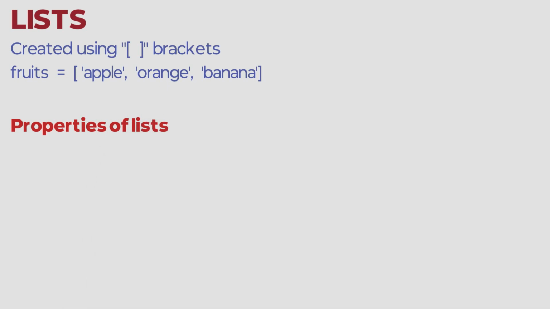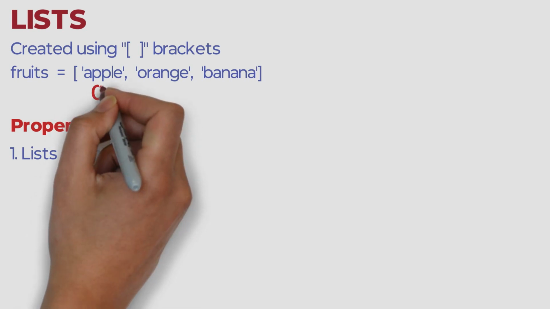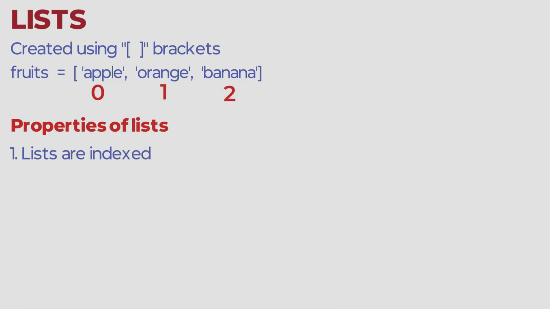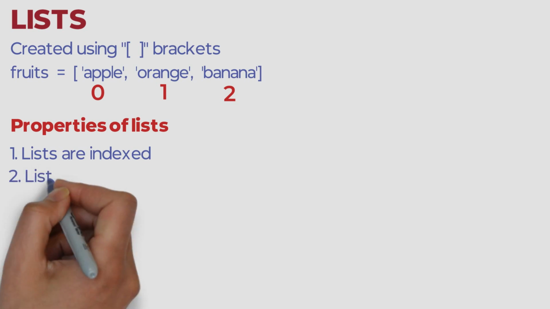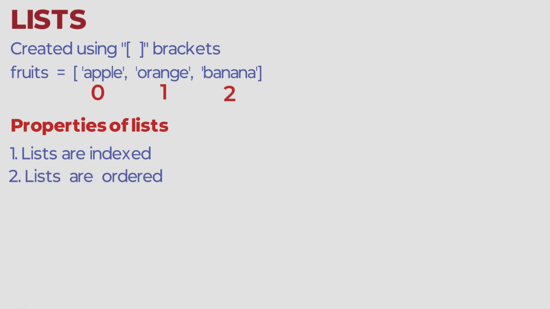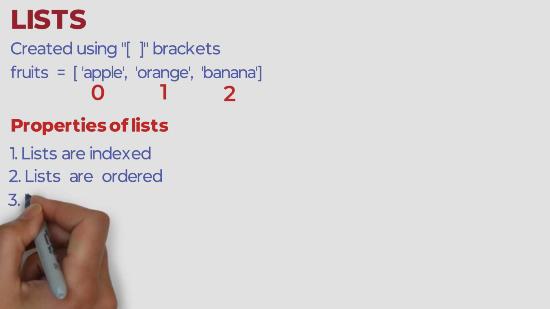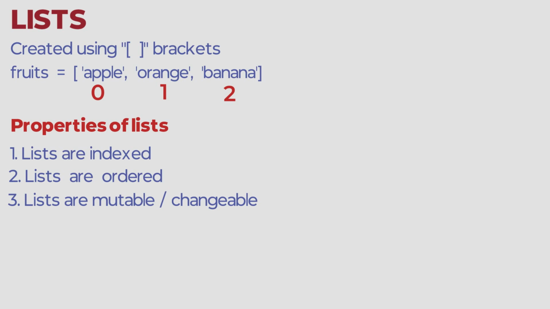Number 1. List items are indexed, as shown here in our example. Please note that the first item has an index of 0. Number 2. Lists are ordered. That is, once stored, items have a defined order which is unchangeable. New values will be placed at the end of the list. Number 3. Lists are mutable. This means that we can add and remove items from the list after it has been created.